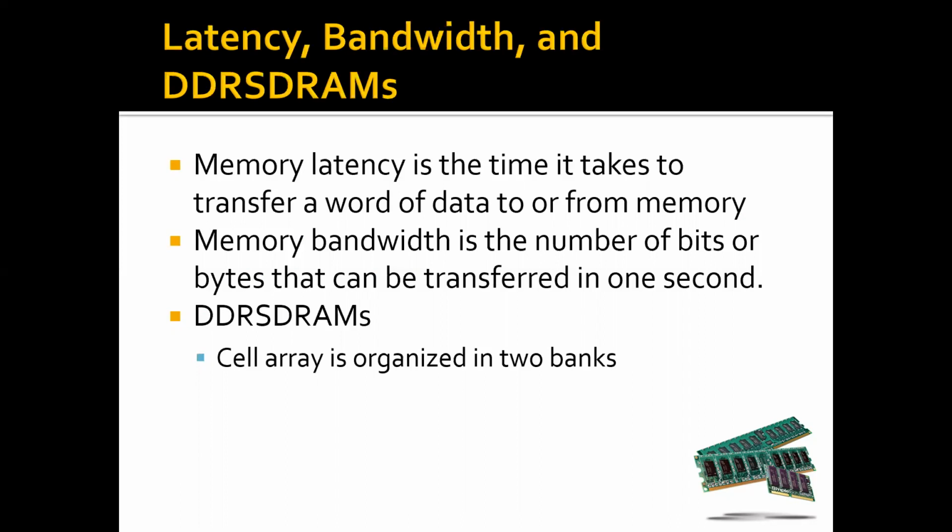There are also double data rate SDRAMs. The double data rate SDRAM says the cells are organized into two banks. That means the memory has two banks, two sides, and consecutive words are kept in alternate banks. That means bank 0 has word 0, bank 1 has word 1. So in that way it is arranged so that word 0 and word 1 can be read at the same time.